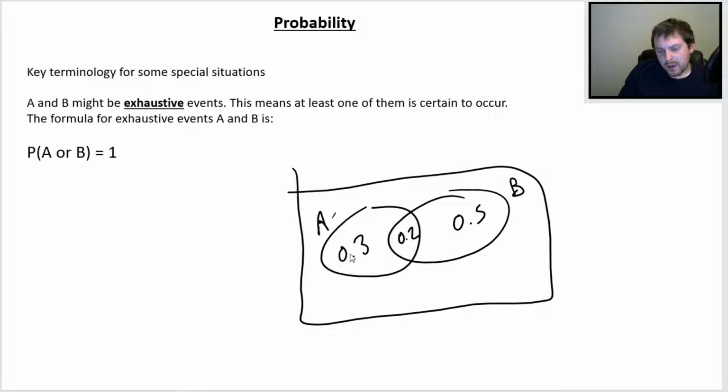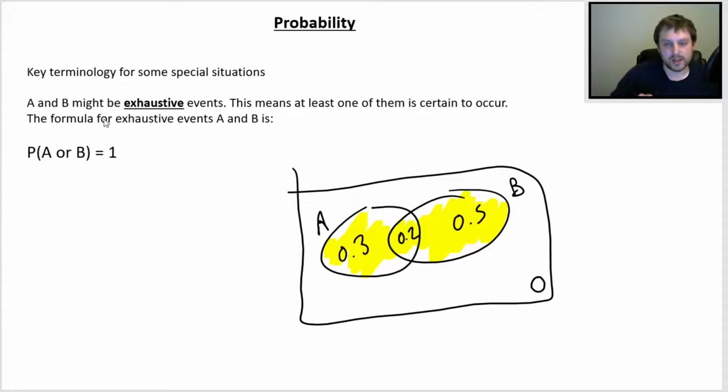But do you see how these probabilities all add up to 1? The probability that will go here is actually 0, right? Because I can't fit any more probability into this sample space, into this Venn diagram. So what this means is that A or B, this part, we're guaranteed to be in this part of the Venn diagram. Guaranteed. And so that's what it means for A and B to be exhaustive events.